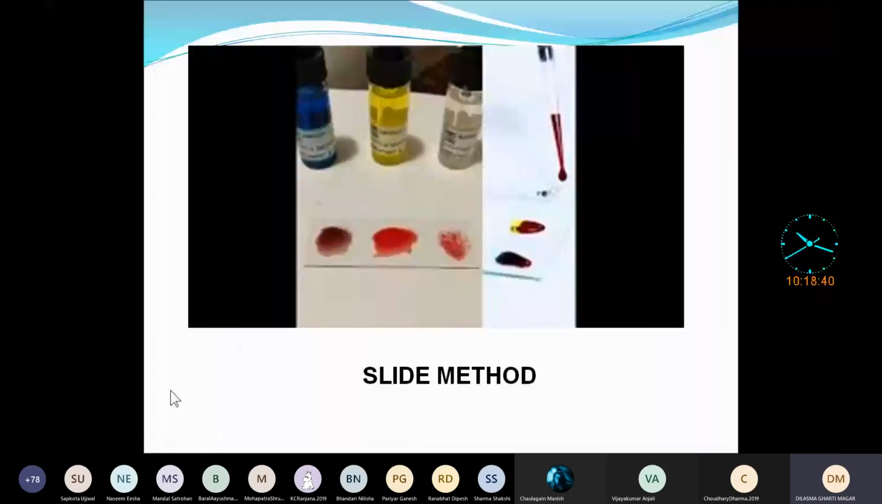Slide method means we take a glass slide, we put a drop of the blood, and then we put the antisera. Understood here? So this is a slide technique or the slide method. Now we'll go to the tube method.